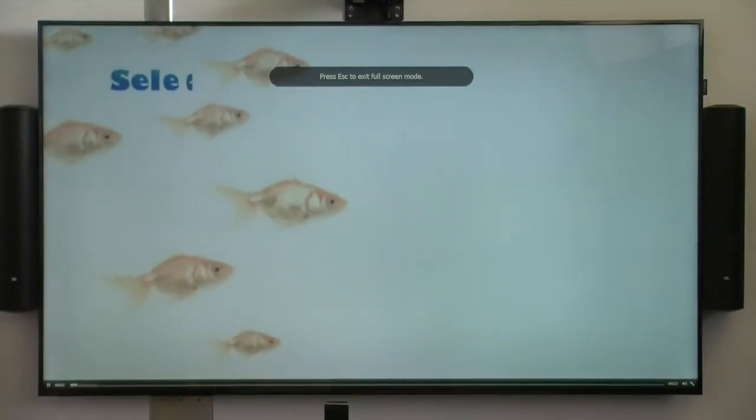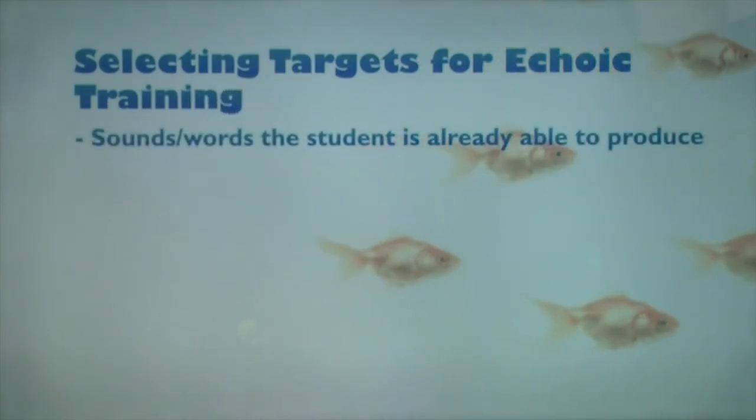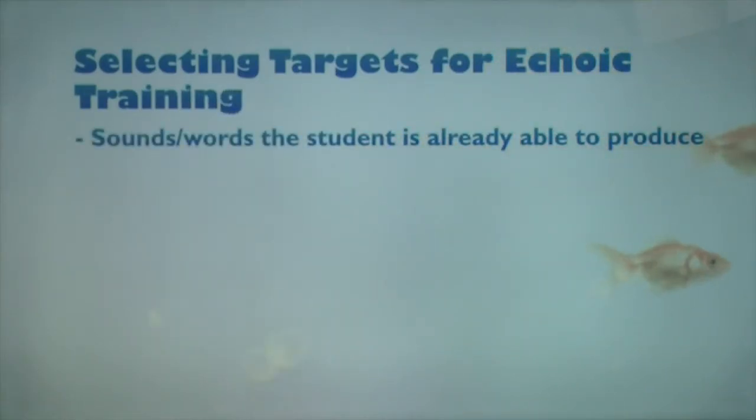In choosing targets for stimulus-stimulus pairing or echoic training, there are a few important guidelines. Select sounds or words that the student is already able to produce. You may want to do a sound inventory to see which sounds the child produces spontaneously.